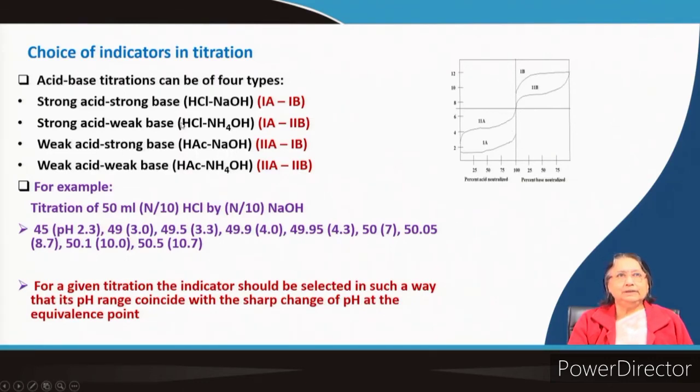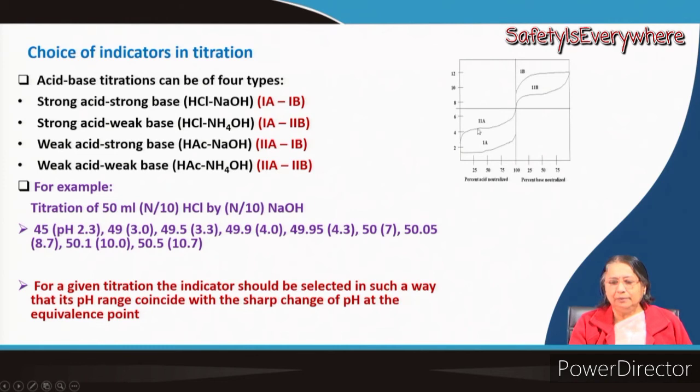But if your titration is like this, weak acid and strong base, say for example, acetic acid and NaOH, then the 2A 1B curve, that means this is the pH change. Here you can see x axis and y axis. In the x axis, here it is percent neutralized of acid and here percent neutralized of base, here 100% neutralized. So, in case of weak acid and strong base, 2A 1B, this is the range that you have to think about when you select the indicator.